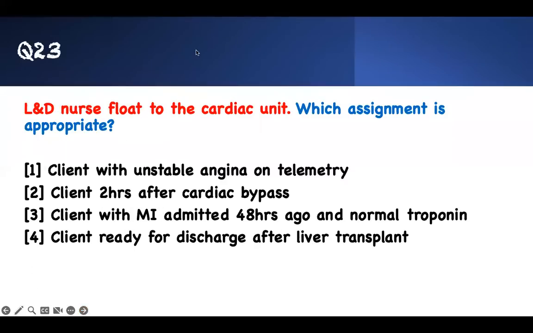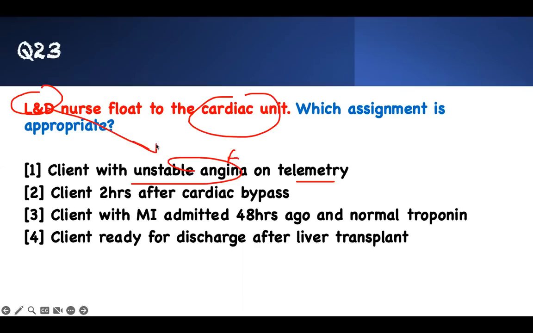Question 23. Which assignment is appropriate? A labor and delivery nurse floats to the cardiac unit. Okay, we have a problem: labor and delivery nurse, cardiac unit. Which patient will you give it to? A client with unstable angina on a tele. The patient is unstable. She has no clue what to do with an unstable patient. The word unstable could disqualify from giving to a floater. An experienced nurse should take care of this patient.